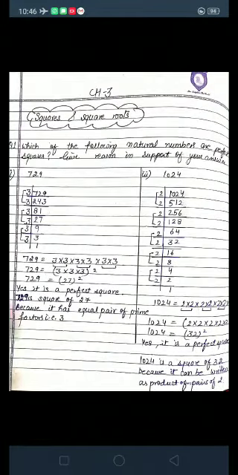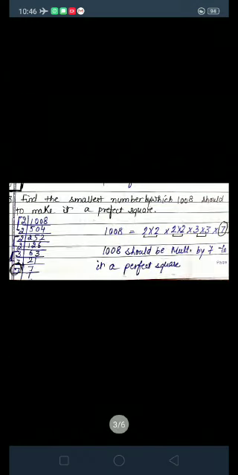The next question is the same, 1024. I have done the prime factorization and I got 1, 2, 3, 4, 5 pairs of prime factors 2. Therefore, it is also a perfect square. If in case only one prime factor remains and it is not paired up, then it is not a perfect square.